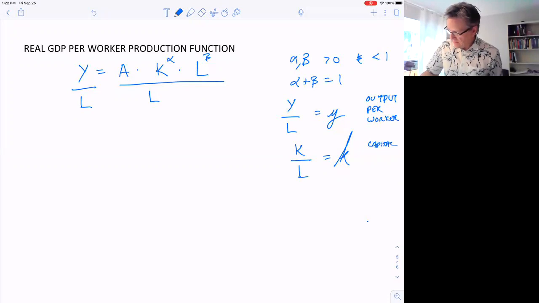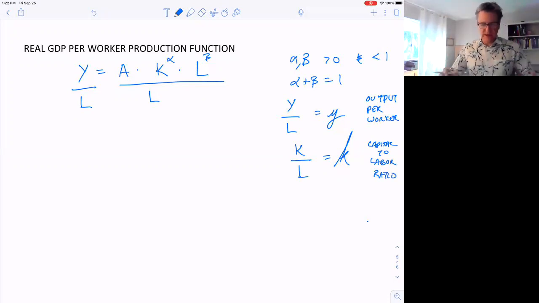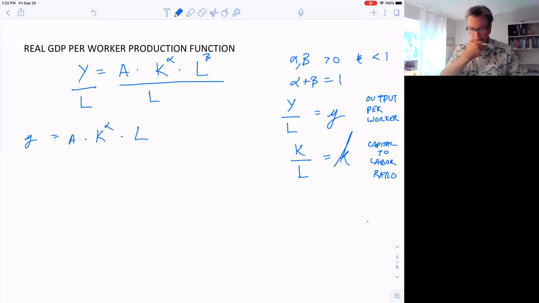So capital to labor ratio, the amount of capital on average that each worker has. So now we can write this equation here, the big Y over big L, as little y. And that's equal to A times K to the alpha times L to the beta minus 1. And remember that alpha plus beta is equal to 1. Therefore, beta equals 1 minus alpha. So we can write this as L to the 1 minus alpha minus 1.